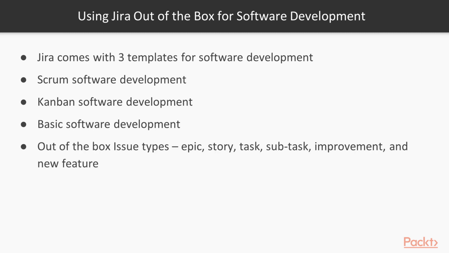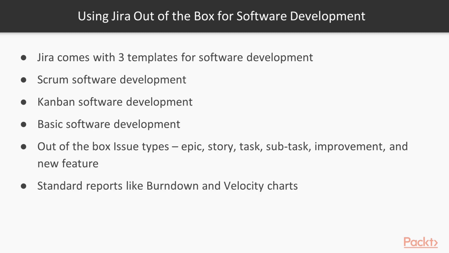So out of the box, you have a variety of issue types in your Jira software development project. You have the ability to use epic, story, task, subtask, and also have your improvements and your new features. But you're not limited to these issue types. You can also create your own custom issue types in your project.